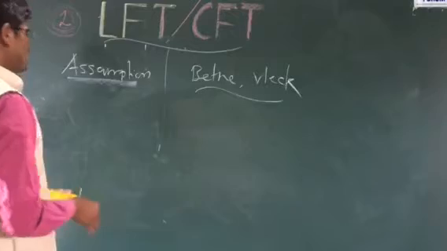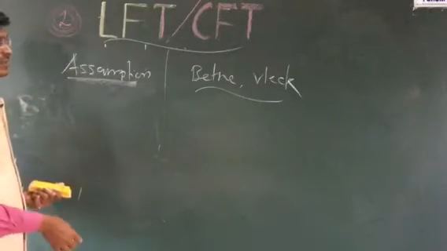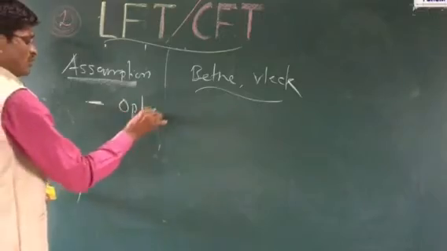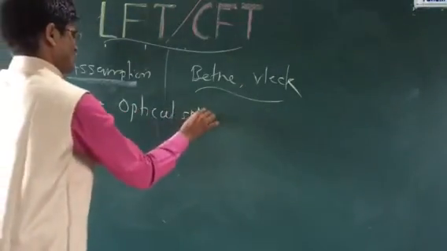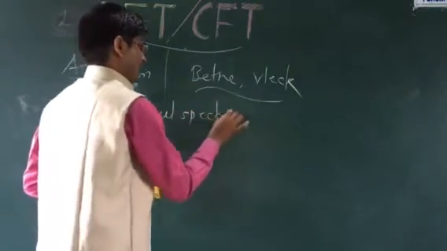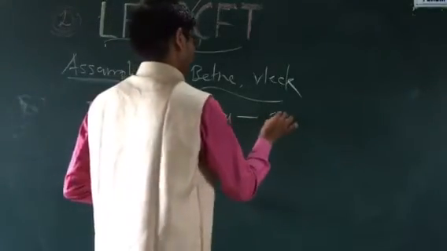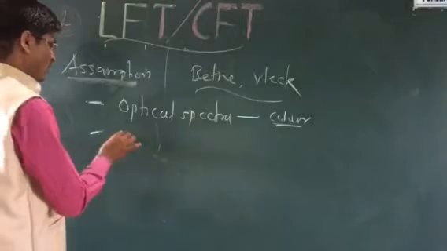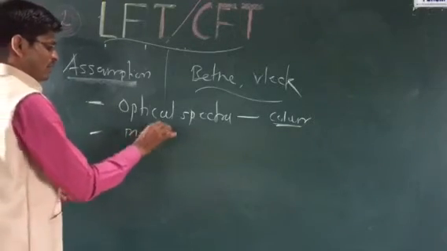Now what was the main assumption of ligand field theory? First, it explains optical spectra. Optical spectra is nothing but the color spectra, the color property. Again, it explains the magnetic property.